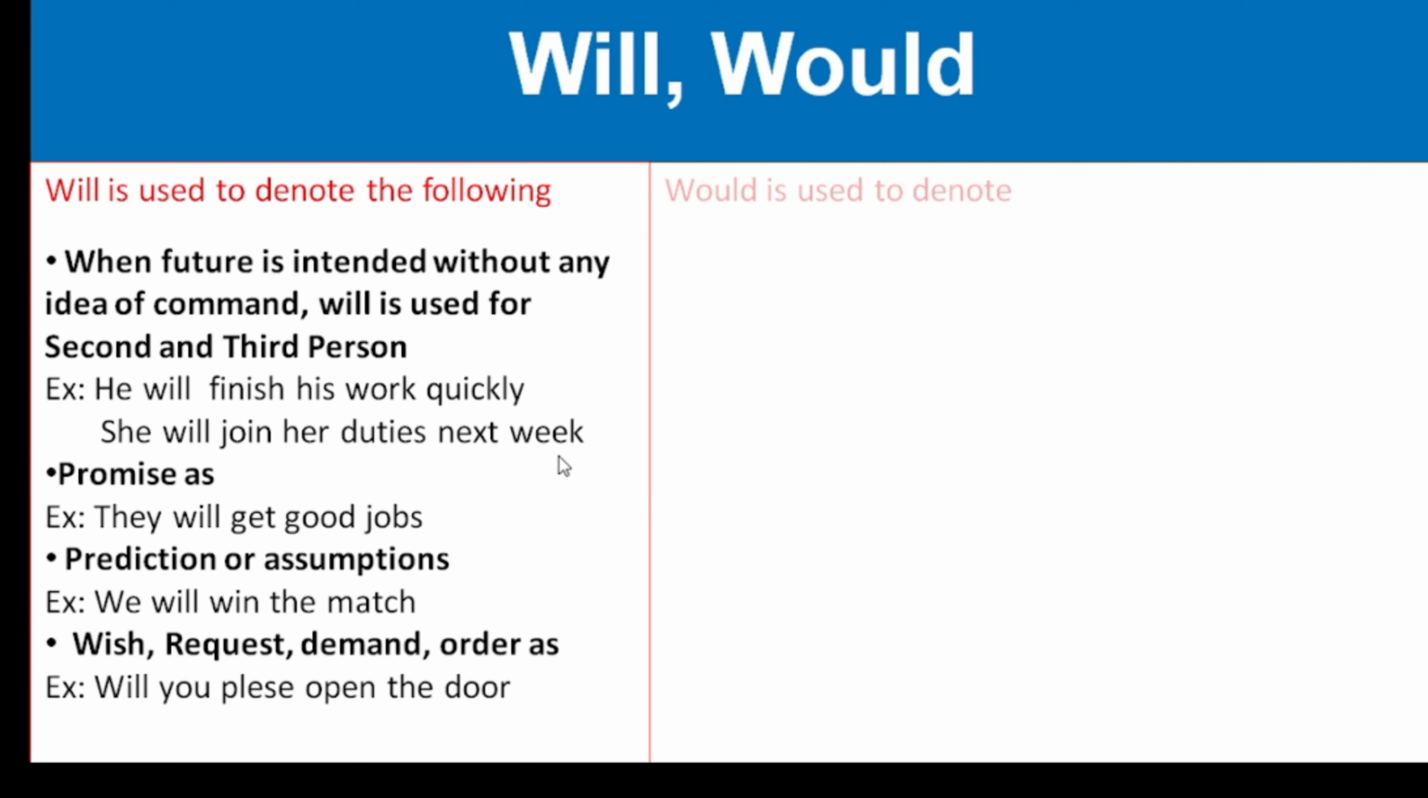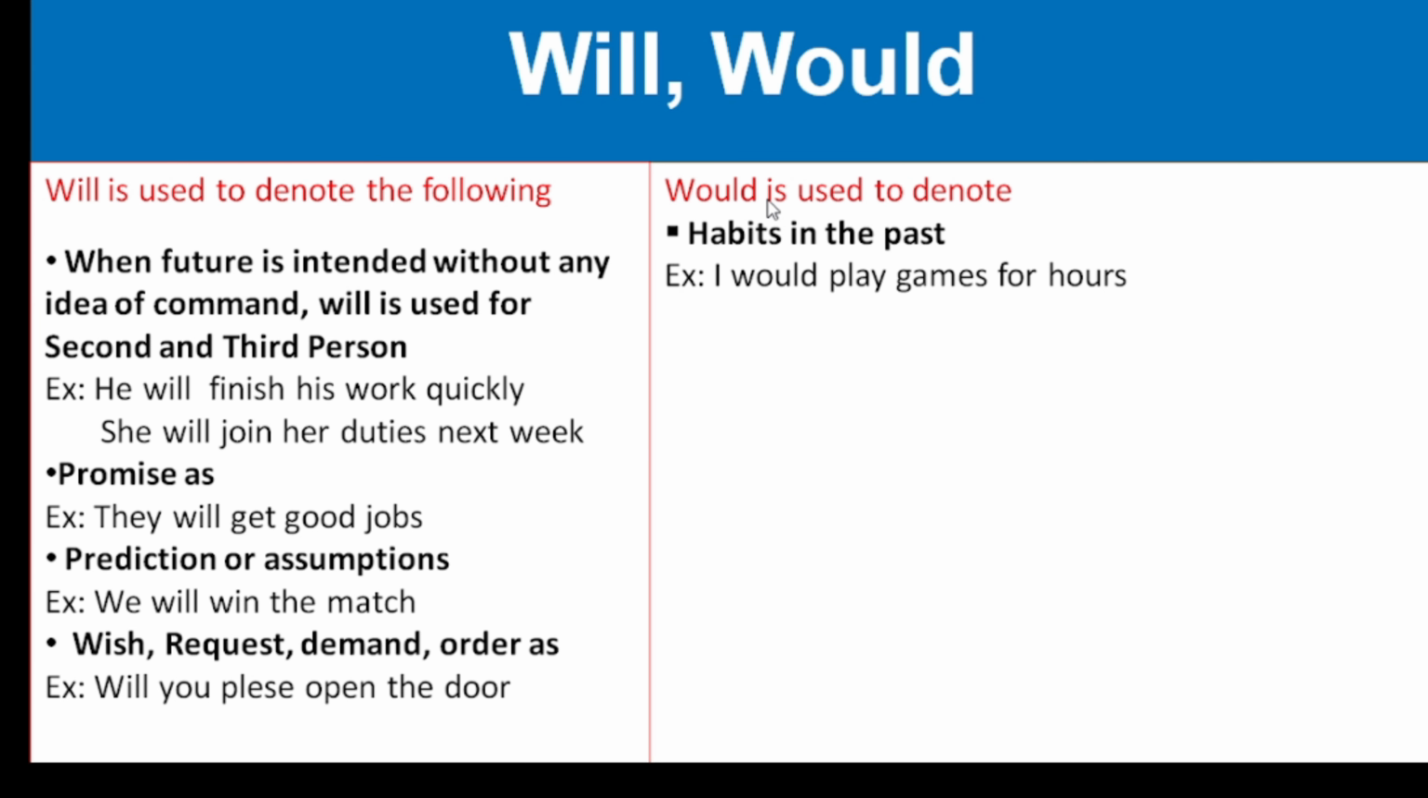Look at would. Would is used to denote habits in the past. Look at the example: I would play games for hours, but now he has stopped. Next example, for making a request to someone: would you tell me the time? It is a request. You can also say, can you tell me the time? You can ask, would you tell me the time? It is more polite.